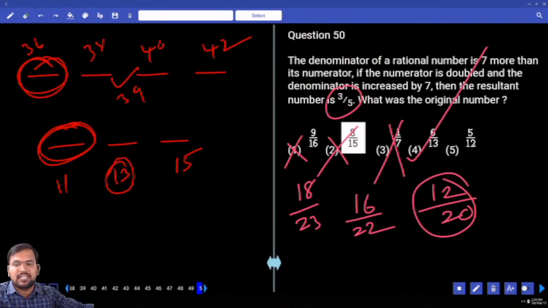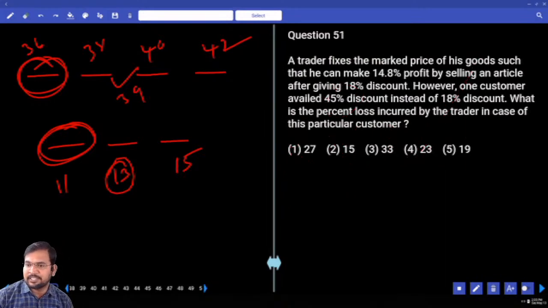The fourth option is satisfied. The numerator is doubled and the denominator is increased by 7, so it becomes 12 by 20. 12 by 20 is nothing but 3 by 5 only. 4 3s are 12, 4 5s are 20. Are you clear? So whenever they ask this type of question, we go for the options. Next.